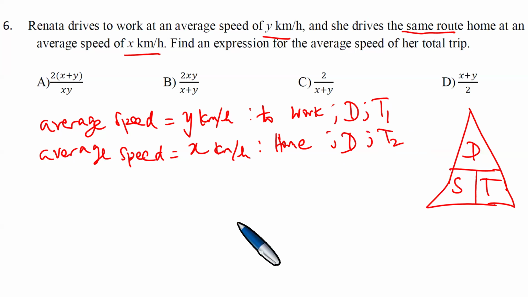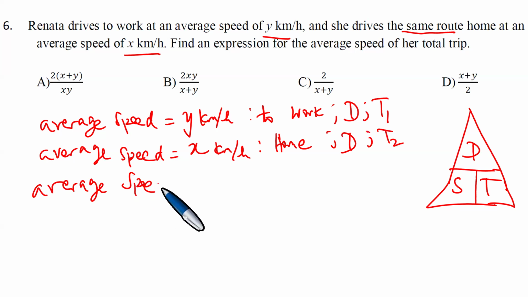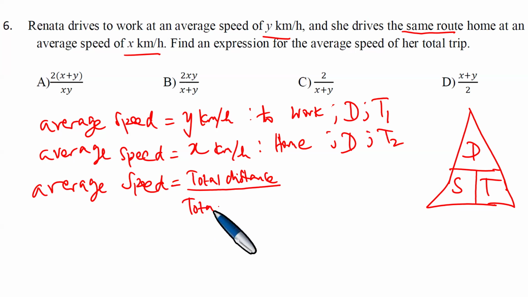What do we want to do? We want to find the average speed for her total trip. So what is the formula for this? What is average speed? From grade 10, average speed is total distance divided by total time. Remember that now we are interested in the total distance. What is the total distance?